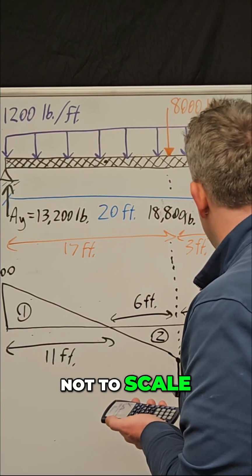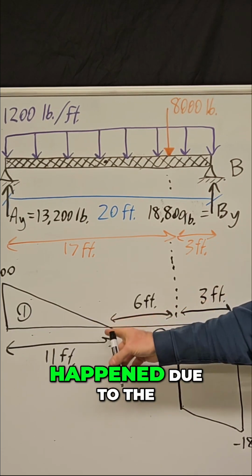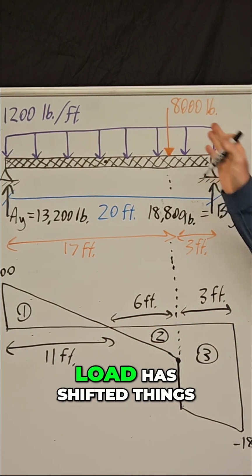So this is not to scale, but you have to do this extra step here to figure out where that intersection point happened due to the fact that this external load has shifted things.